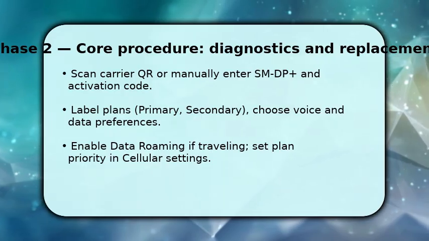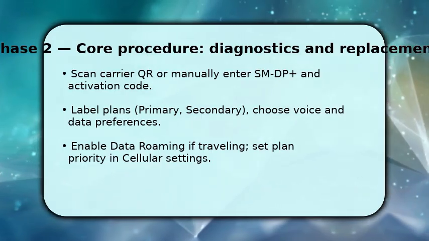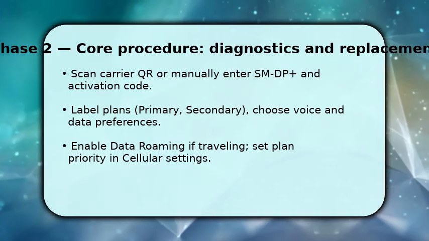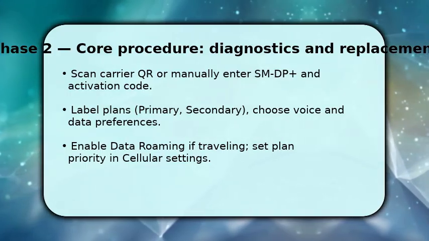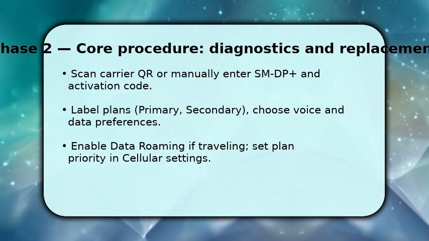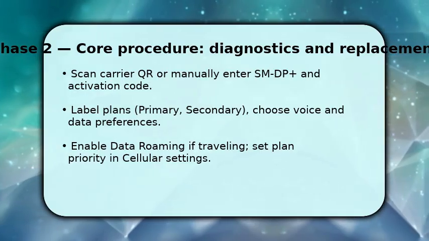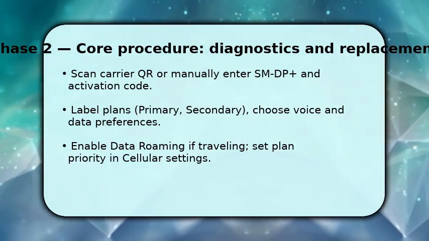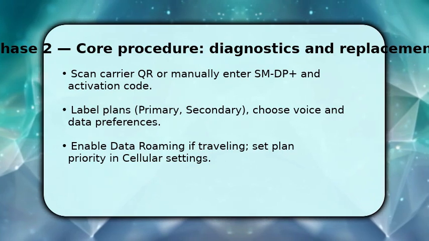Next, choose which line handles voice, text, and cellular data. You can set one for data and the other for calls. Make sure data roaming is enabled only when needed. After confirming choices, your iPhone will finalize the eSIM profile and show it as active.